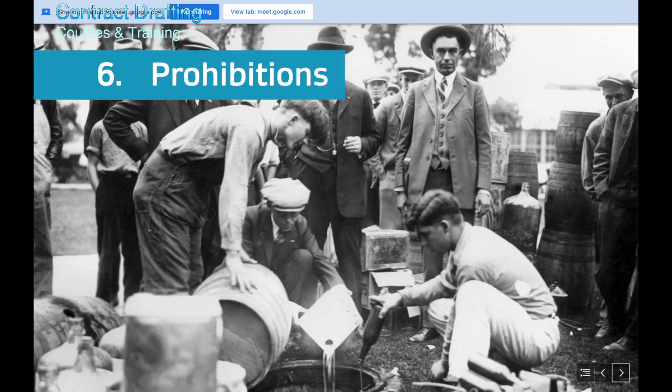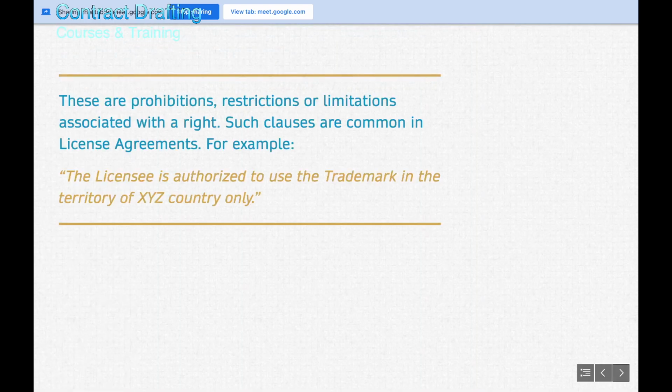Then we have prohibitions. Now, these prohibitions, restrictions, or limitations can be associated with a right. For example, we just discussed the license agreement. So we can limit the exercise of the right of use of a trademark to a particular territory, or to a particular manner or medium. For example, you can grant the license to a distributor to sell the product only through offline medium or only through online medium. So that kind of restriction can be used.